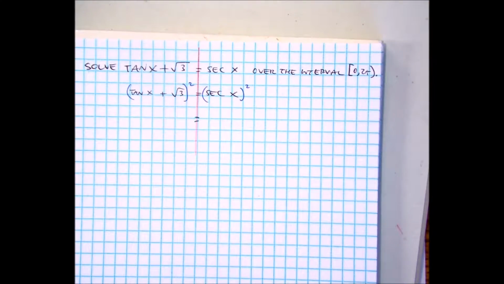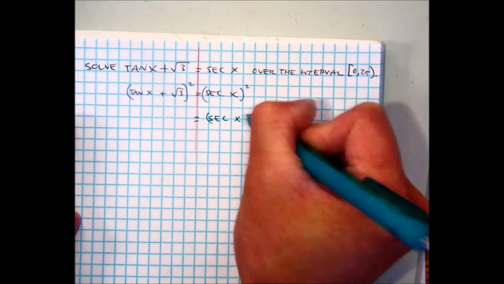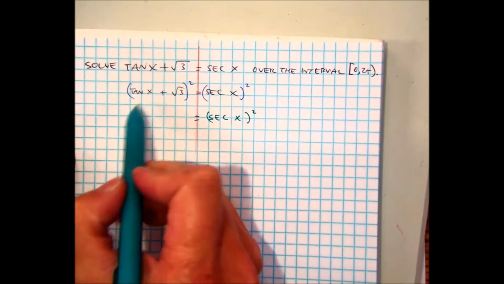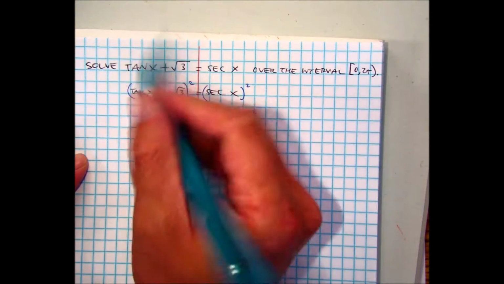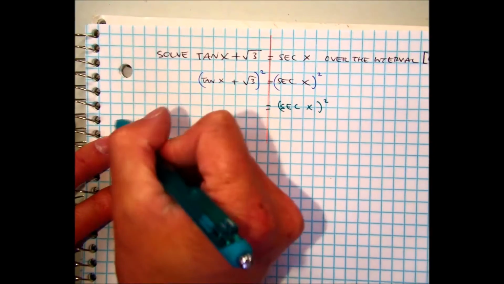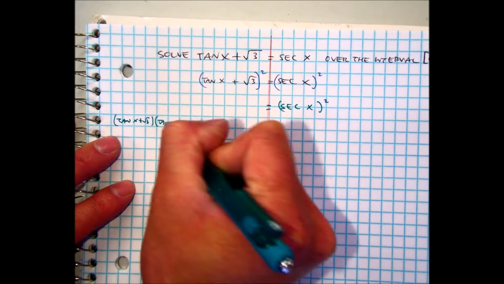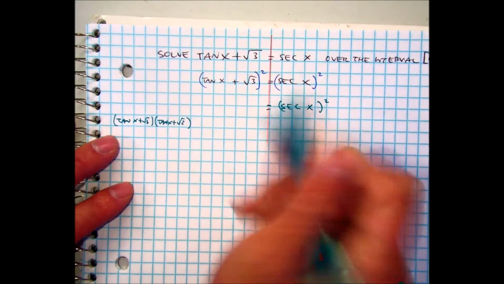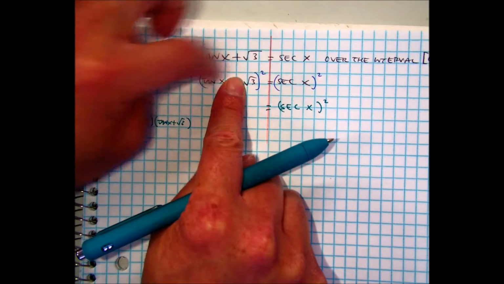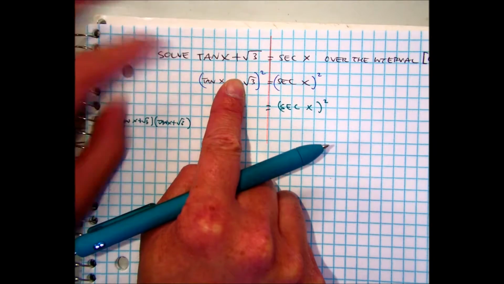So on this side, I'm going to have secant of x squared. And then on this side, I have two of these expressions, right? So I'm going to do a side problem. This is essentially tangent x plus radical 3, tangent x plus radical 3. If you want an automatic F on your test on a problem like this, you'll probably just square the tangent and square this and get tangent squared x plus 3. That would have been incorrect.